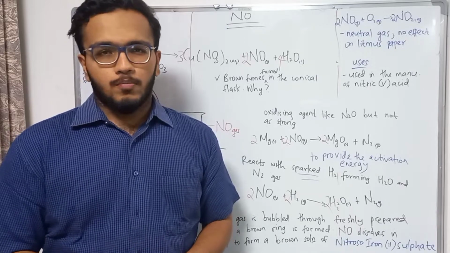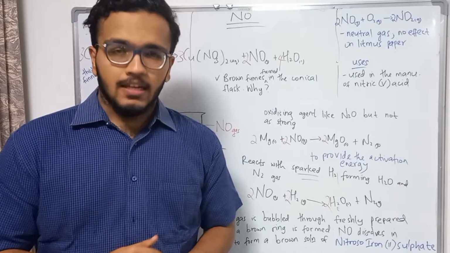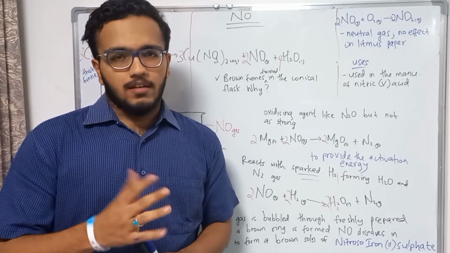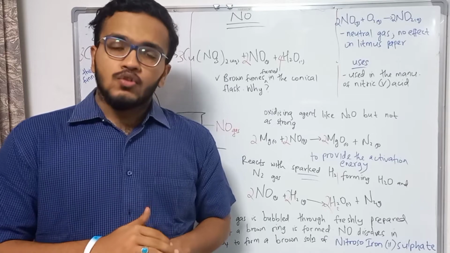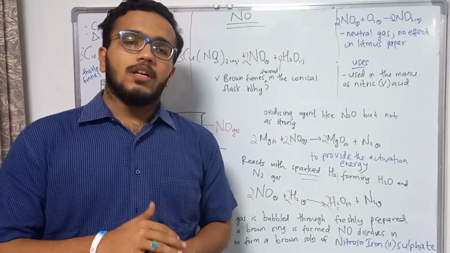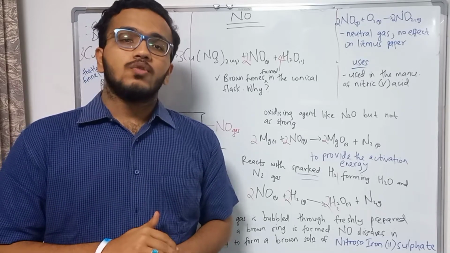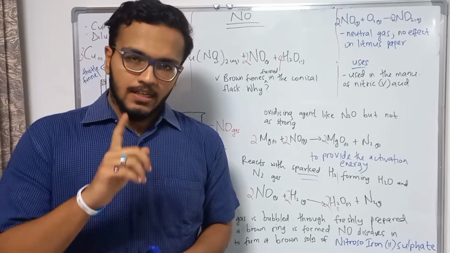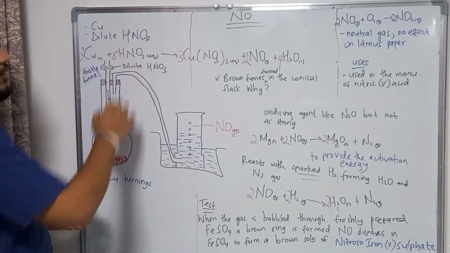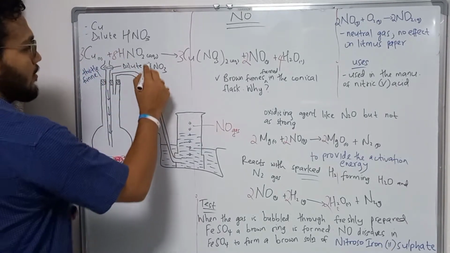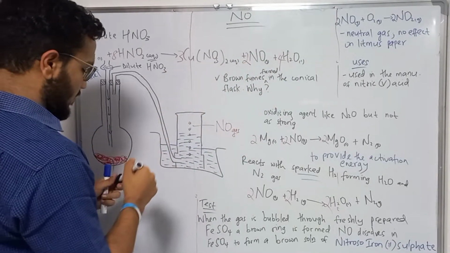The first one is copper turnings, and the second one is dilute nitric 5 acid. Dilute nitric 5 acid being about 50% nitric 5 acid and 50% water. So dilute nitric 5 acid will react with copper turnings to form copper nitrate, nitrogen 2 oxide and water. Now this is the setup. Copper reacts with HNO3 aqueous because it's dilute to form copper 2 nitrate plus NO plus water.